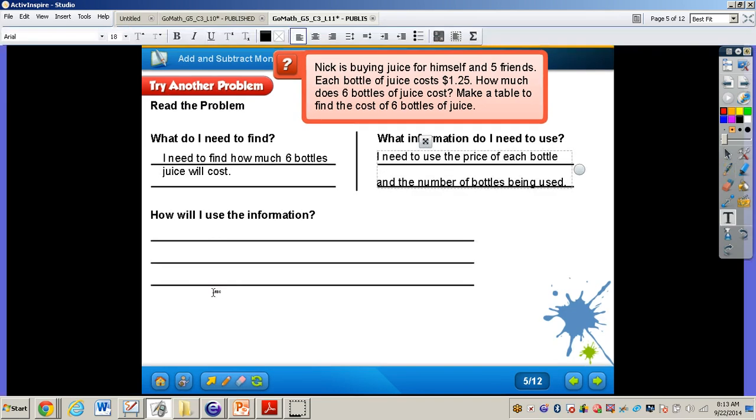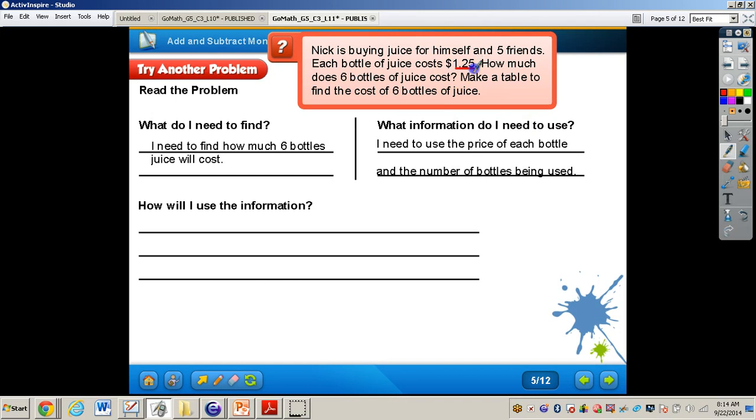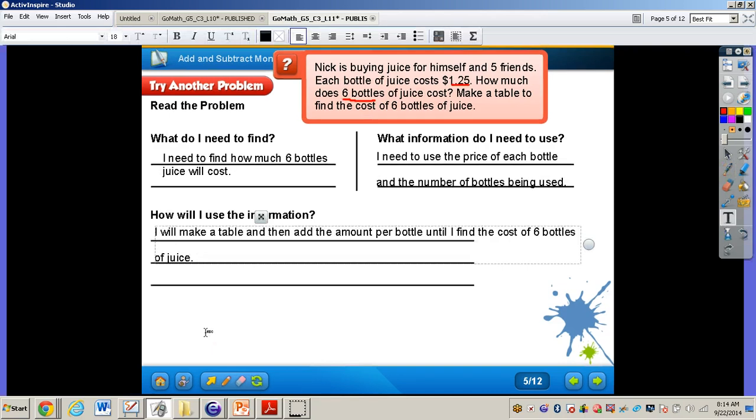Now the next question, what information do I need to use? I need to use the price of each bottle and the number of bottles being bought. So we know that the price of each bottle is $1.25. And how many bottles are being bought? 6 bottles. So that's the information we will need to use. Okay, so how are we going to use this information? In this problem, I want you to write down, I will make a table and then add the amount per bottle until I find the cost of 6 bottles of juice. So let's make this table and we'll solve it together.